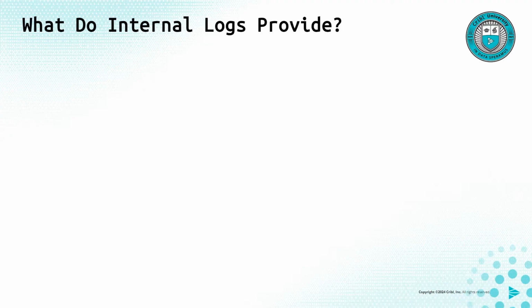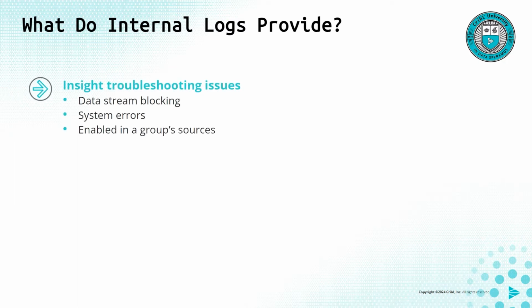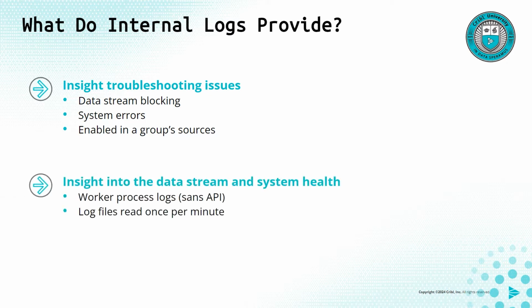So what exactly do Cribl internal logs provide? Just like every device on a network, Edge nodes generate logs about what the system is doing. These logs are fundamental for troubleshooting issues such as data stream blocking or system errors. They are generated in the form of an event stream that may be enabled in a group's sources. The logs can provide insight into the data stream or into a system's health and are read every minute.